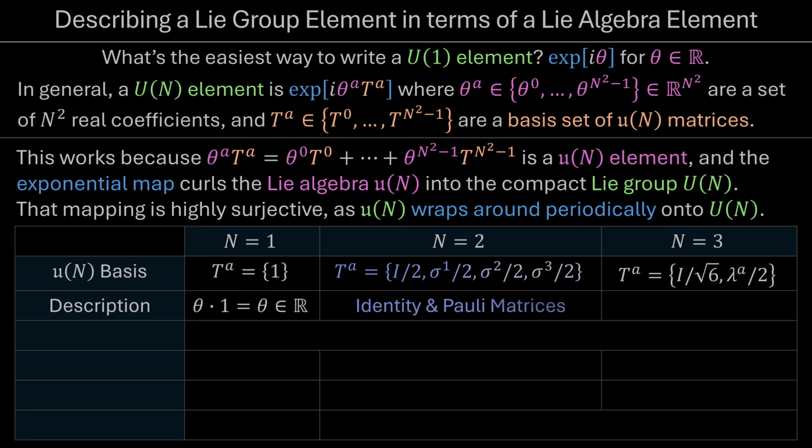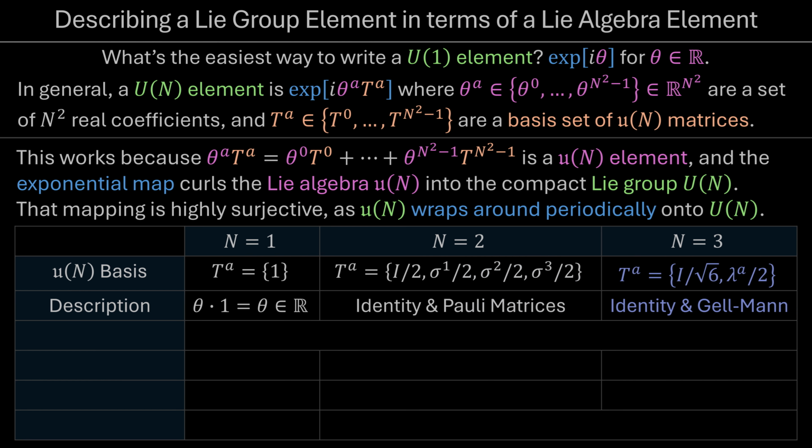And if we look at n equals 2, we see the more interesting situation, where our generators are given by the identity matrix, as well as the 3 Pauli matrices, as well as a conventional normalization factor of 1/2. And remember, those are a set of orthogonal, 2x2 complex-valued Hermitian matrices.